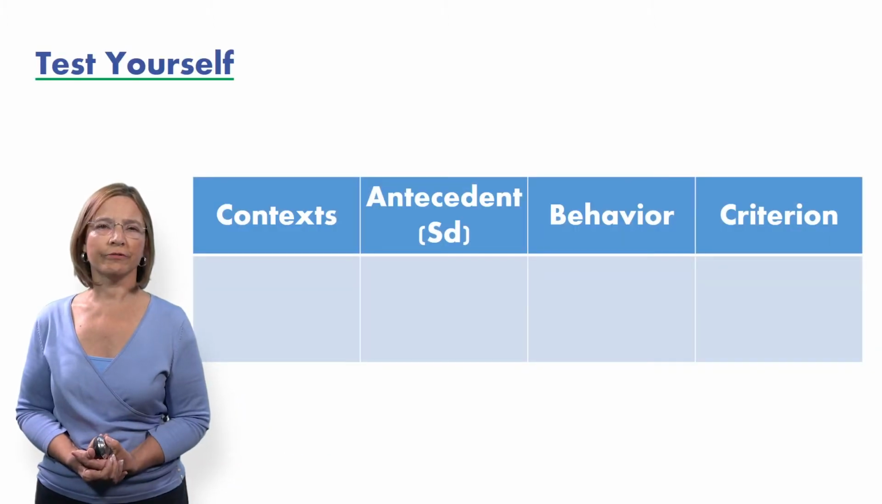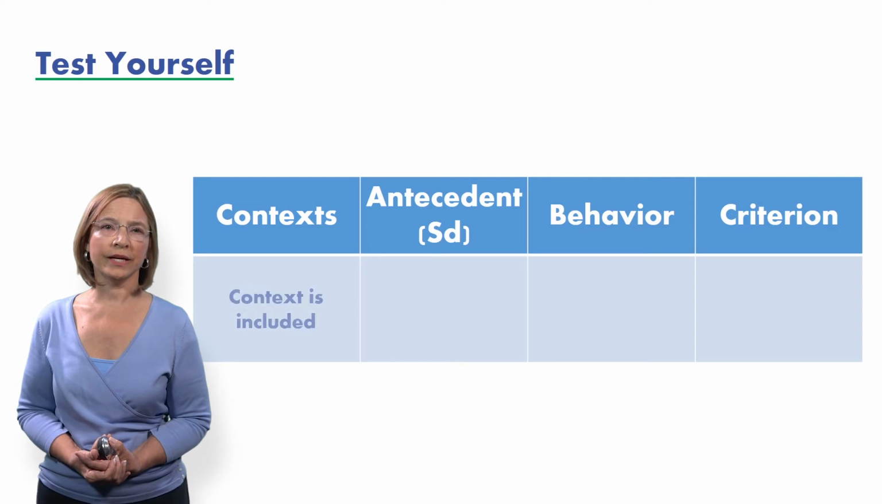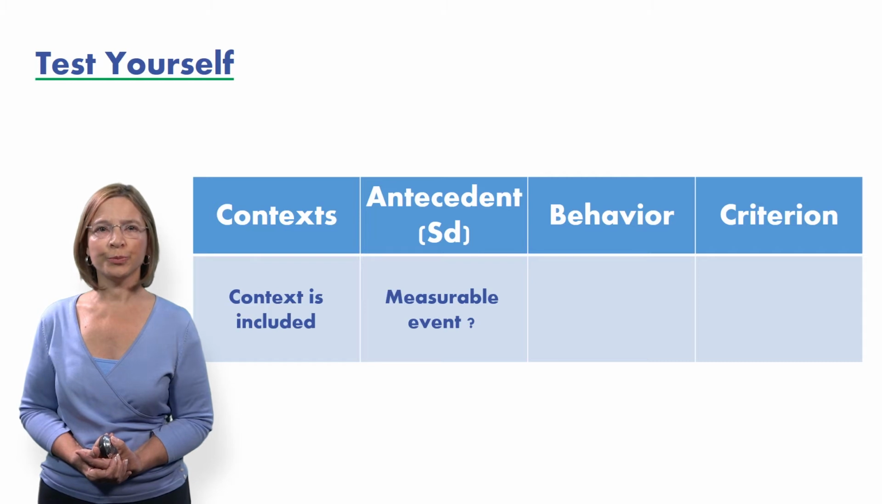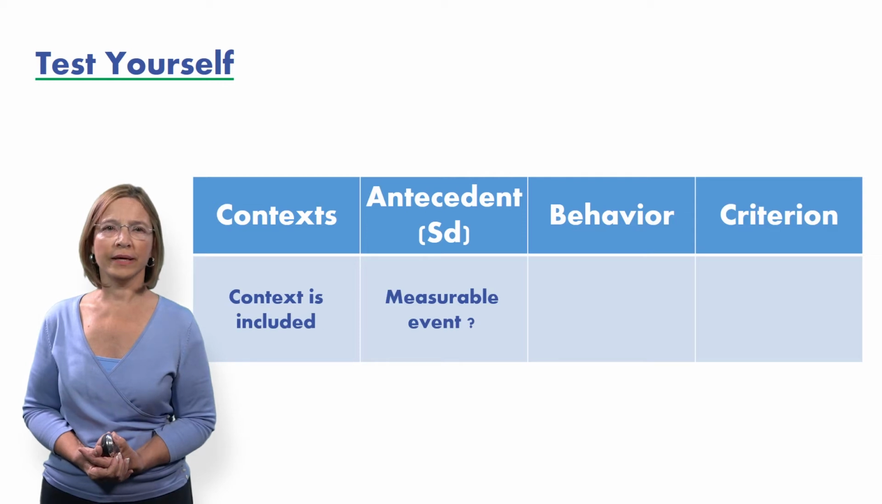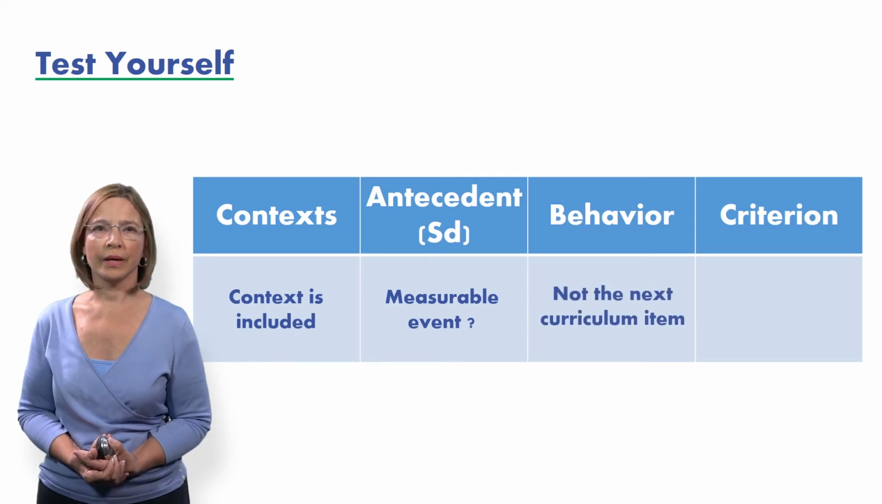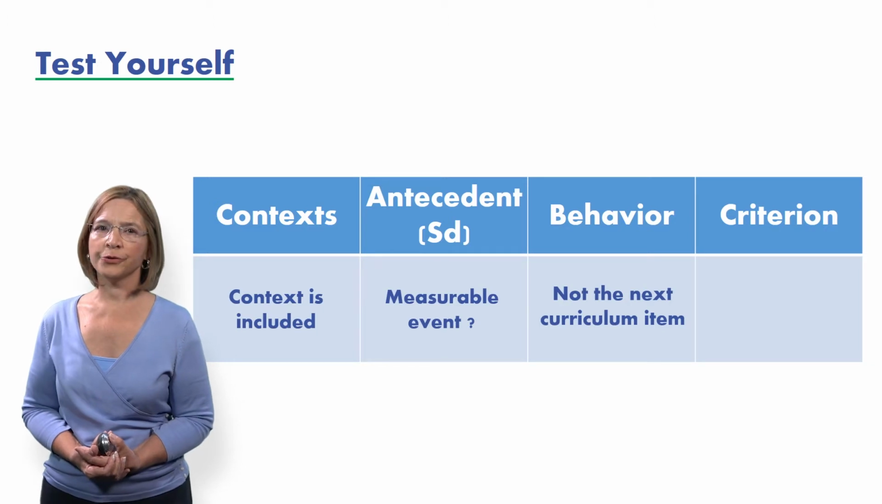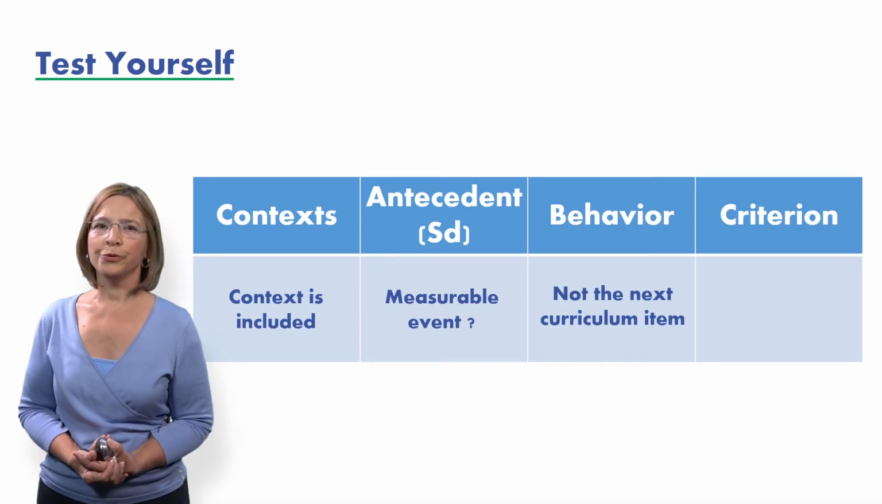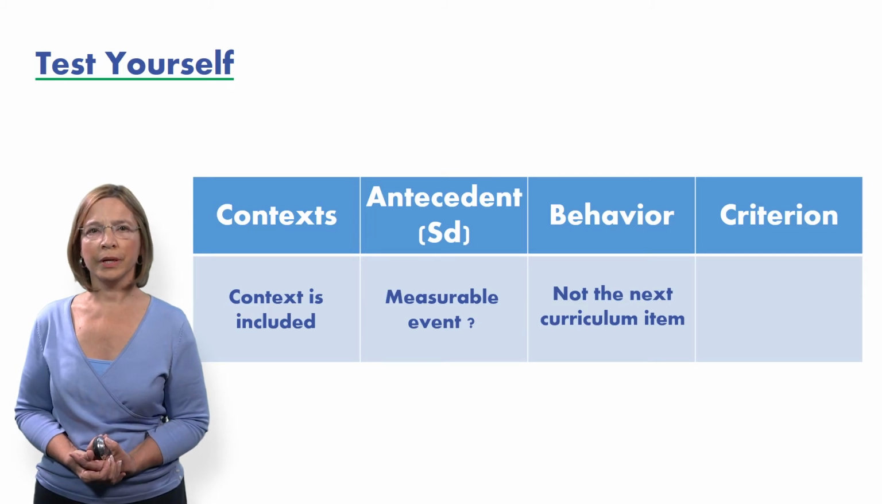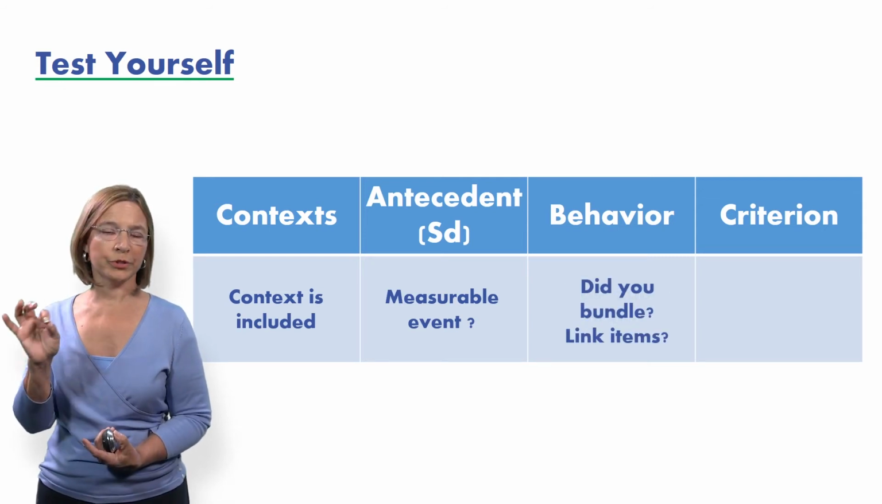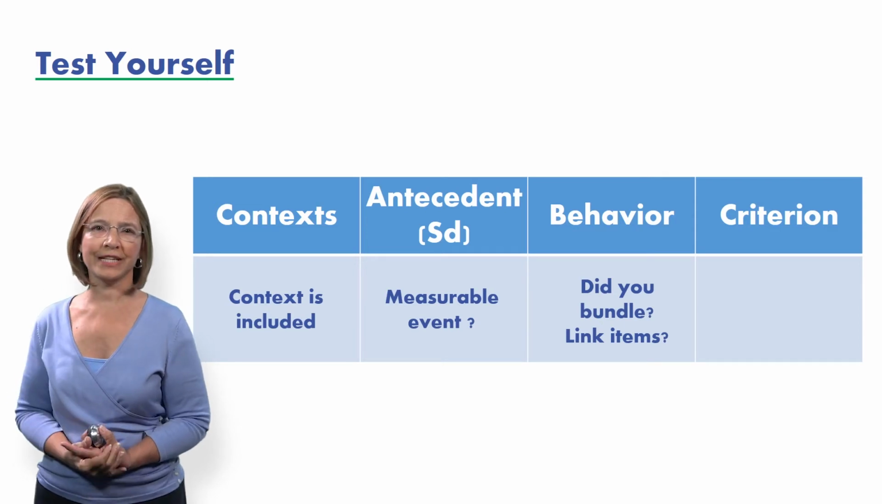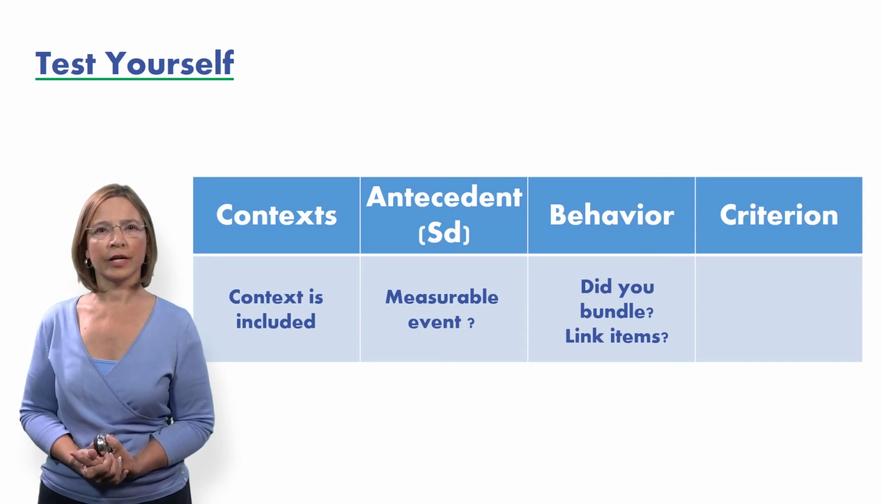Okay, now you can test yourself on this. Did you need to define a context? It's not necessary, you know. Is the antecedent a measurable event? Could you count the behavior or the stimulus that's making up the antecedent? Behavior. It's not the next curriculum item, is it? I hope you remembered to move down into the curriculum, going as far as you think is reasonable in 12 weeks. And maybe you tried to link a couple of different steps or bundle some items from different domains to make a richer, more interesting activity set inside that objective.